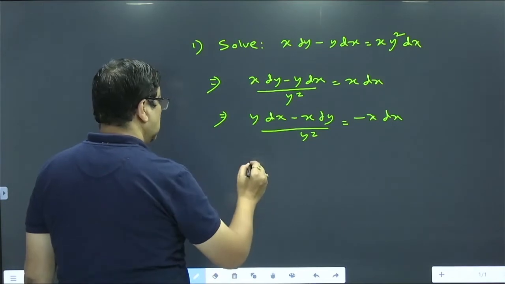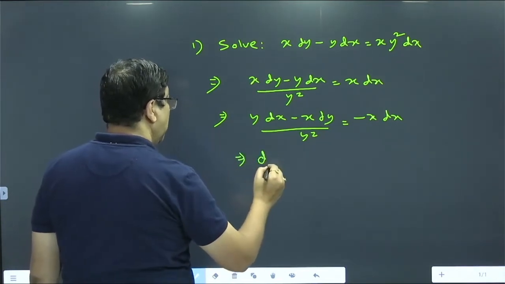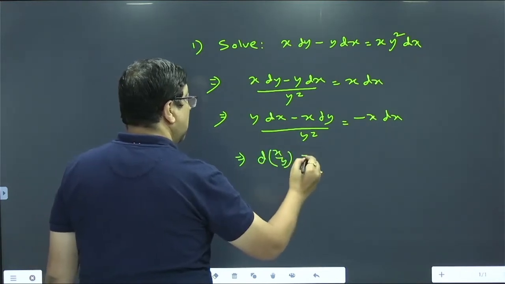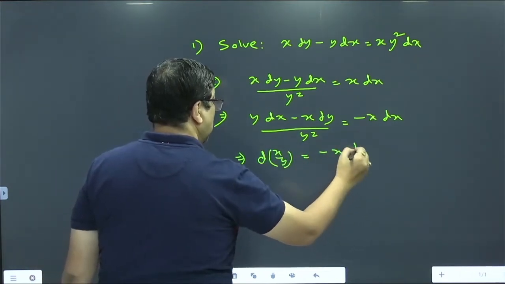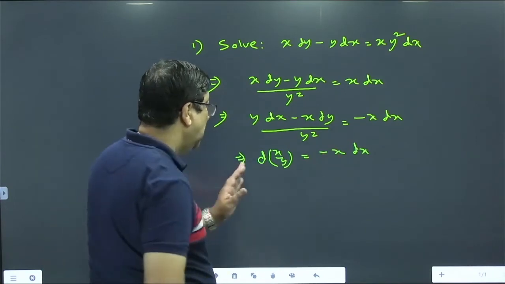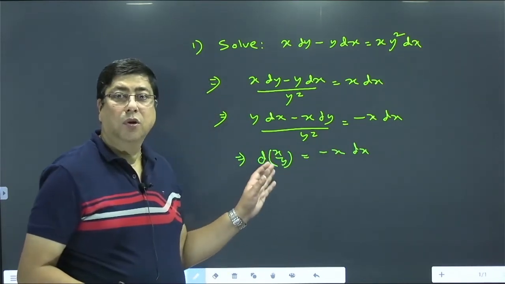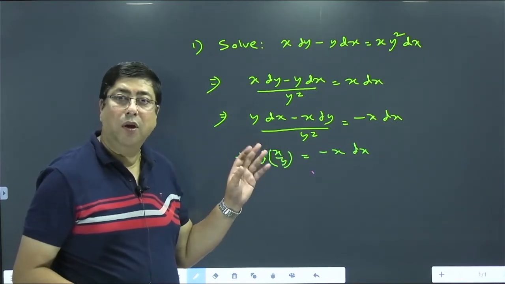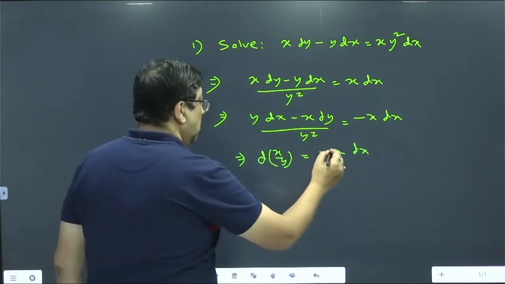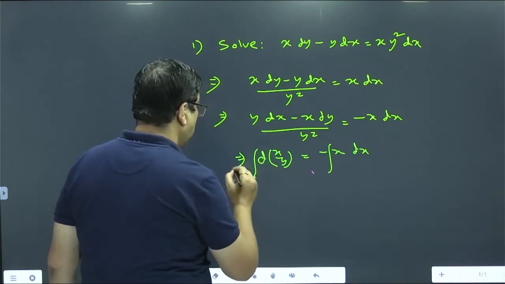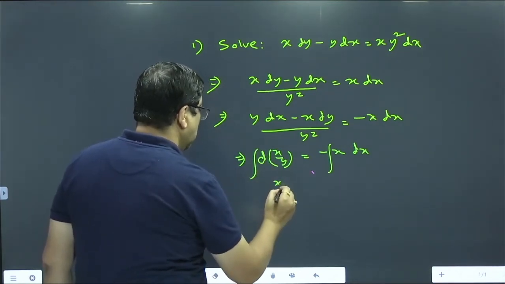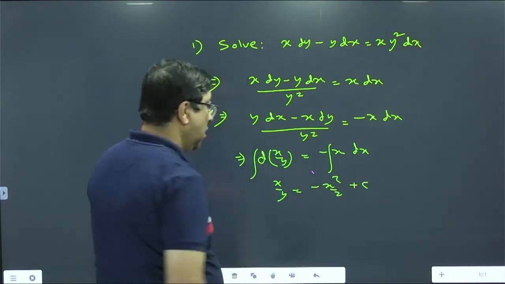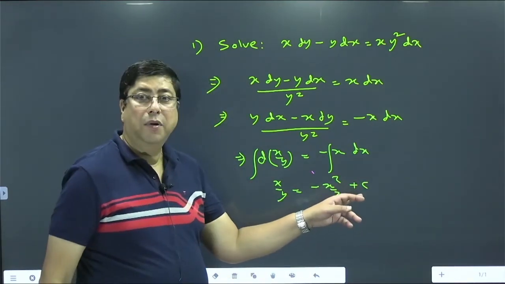Now let us form the differential form. So d of x by y equals minus x dx. Therefore, the differential form is ready. Now we just have to solve the differential equation to get the family of curves. So in this case, we are getting x by y equals minus x square by 2 plus c, where c is the arbitrary constant.